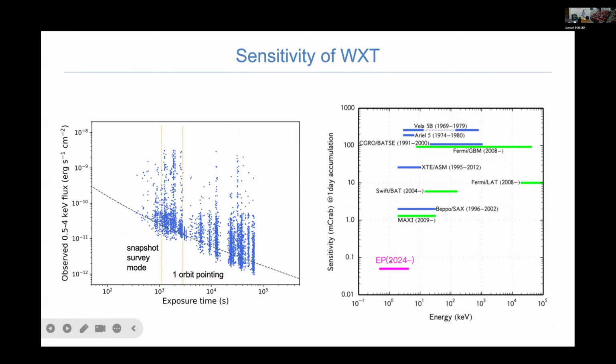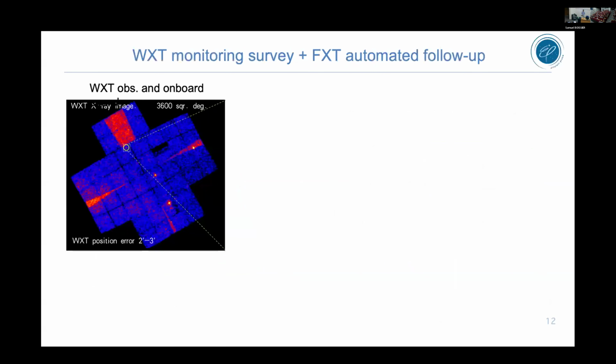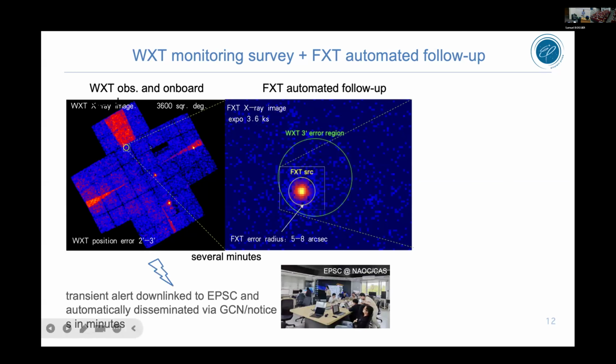And this is the sensitivity of EP. It's much higher than the previous all-sky X-ray monitors. And this is the on-orbit results that confirm the EP sensitivity in different exposure times. And one important feature of EP is that the WXT and the FXT can coordinate.